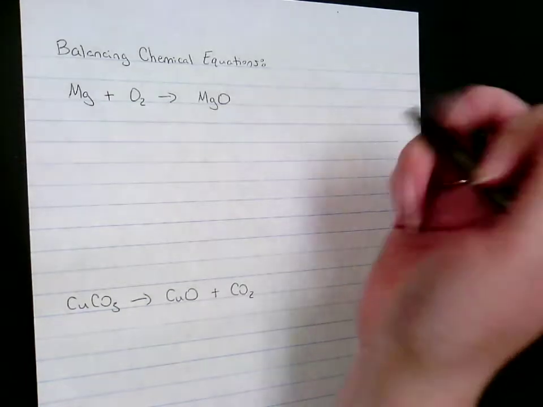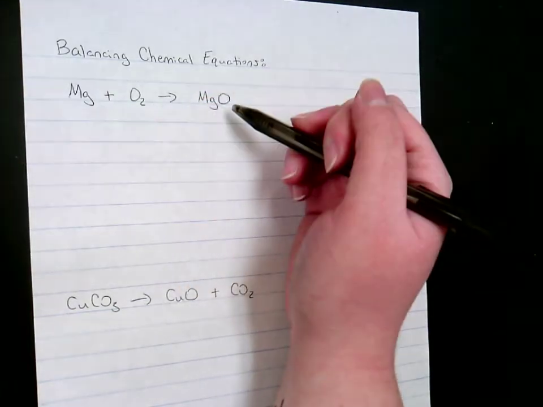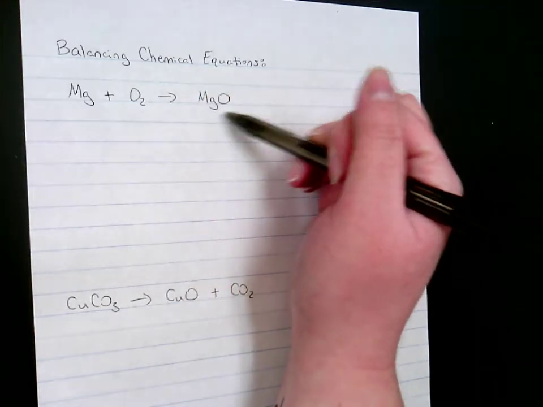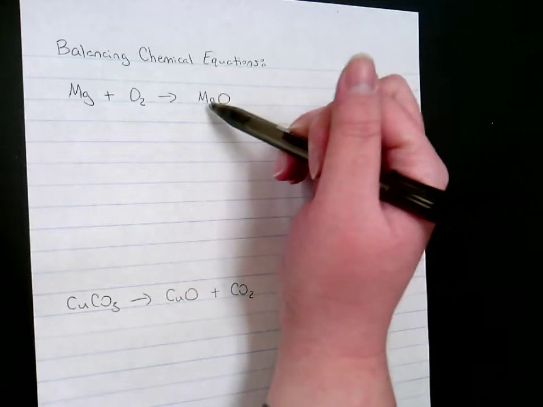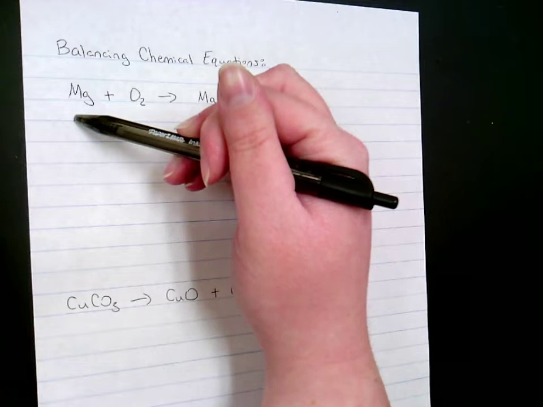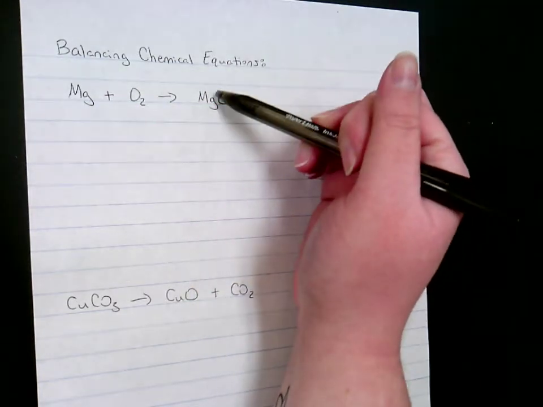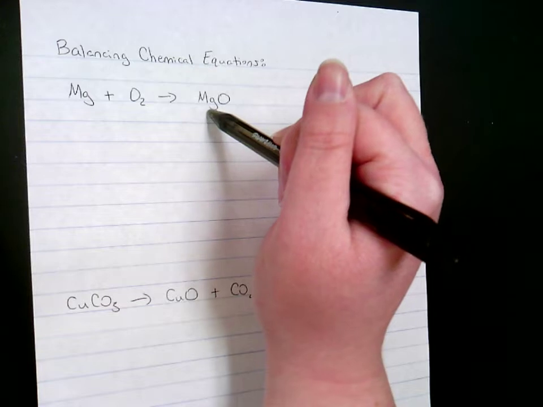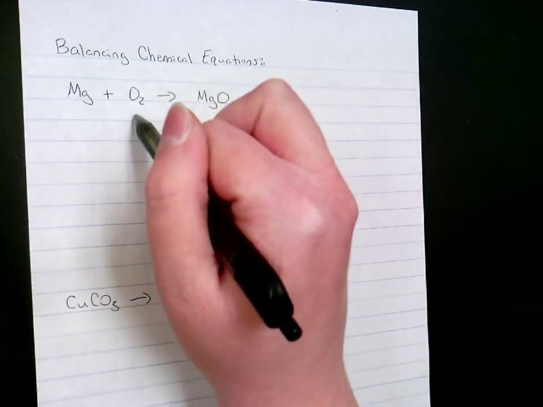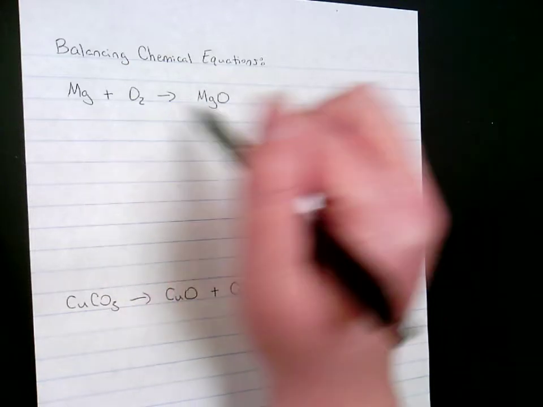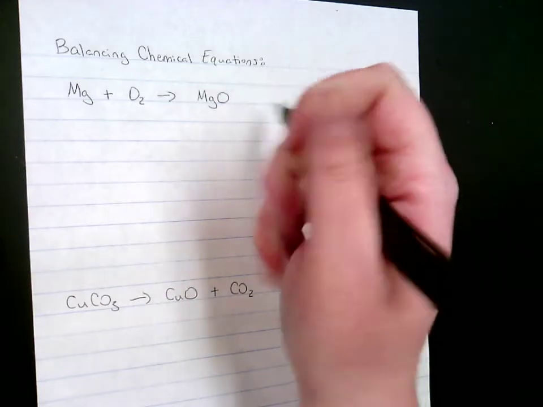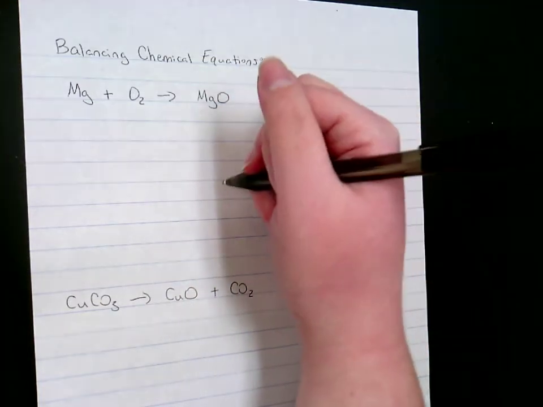So when we have a reaction like this synthesis reaction where I've got magnesium reacting with oxygen to produce magnesium oxide, in order to balance it, I want to make sure that I have the same number of magnesium atoms on the reactant side as I do on the product side. And similarly, I want to make sure that I have the exact same number of oxygen atoms on the reactant side as I do on the product side. So I'm going to show you the mathematical way that I can do this for this reaction.